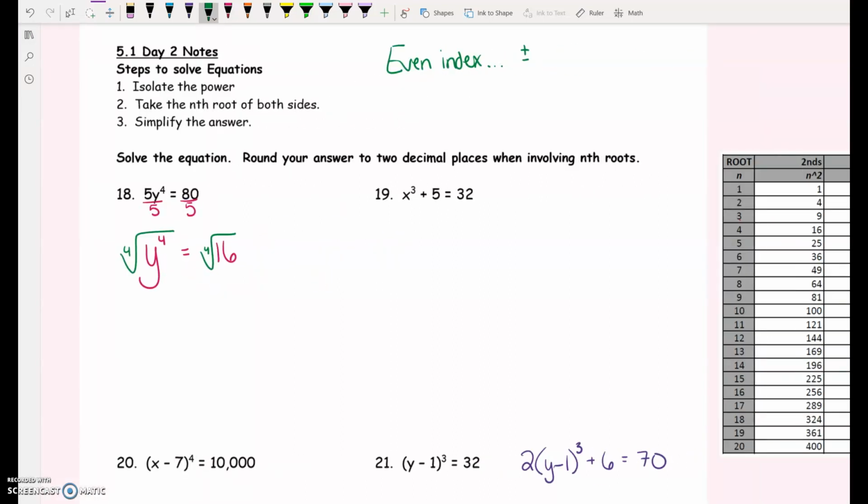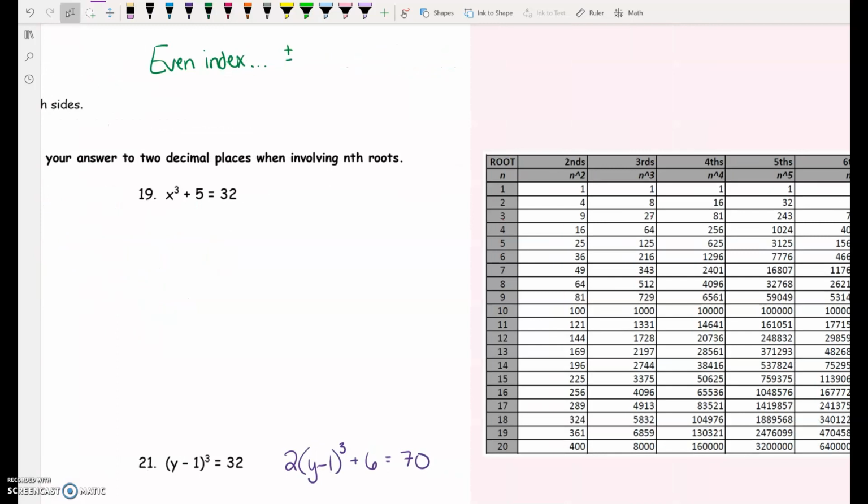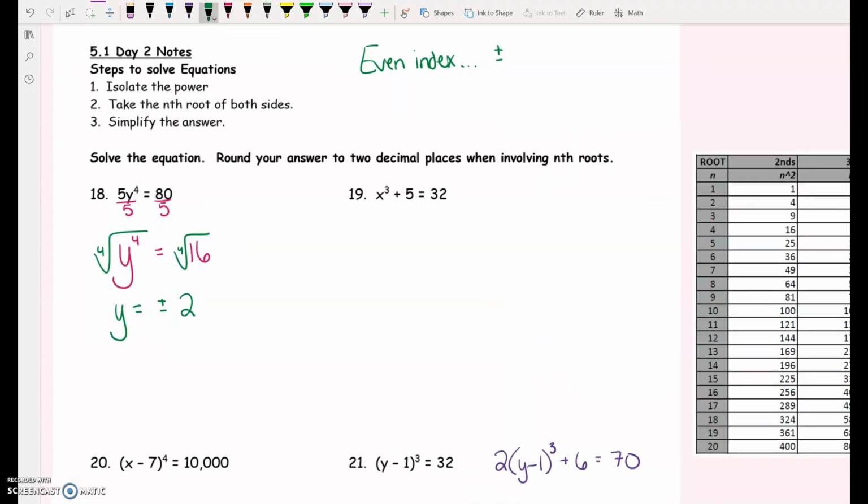So y equals plus or minus the fourth root of 16. If we check our perfects chart, the fourth root of 16 is 2. So plus or minus 2. In Big Ideas, it would likely give you two fields like this, and you would type in that one of your answers is 2 and the other answer is negative 2.